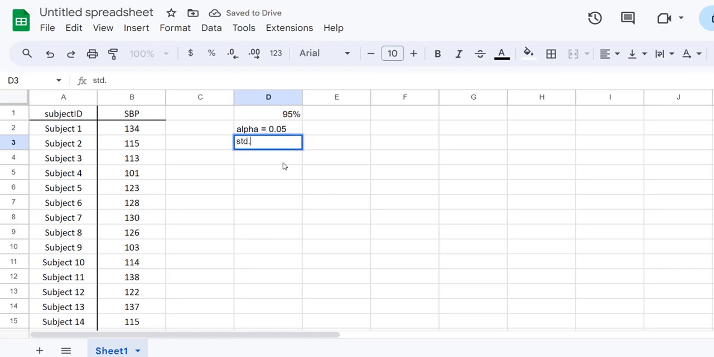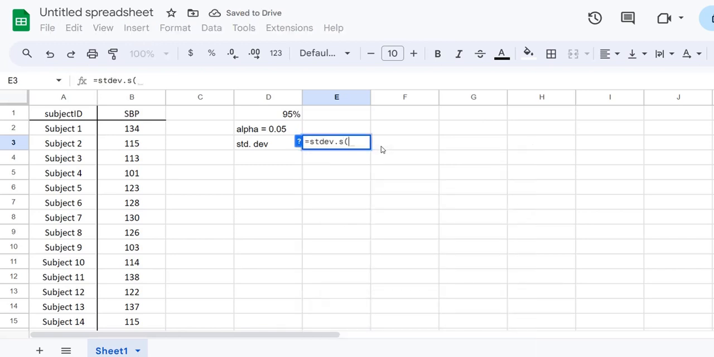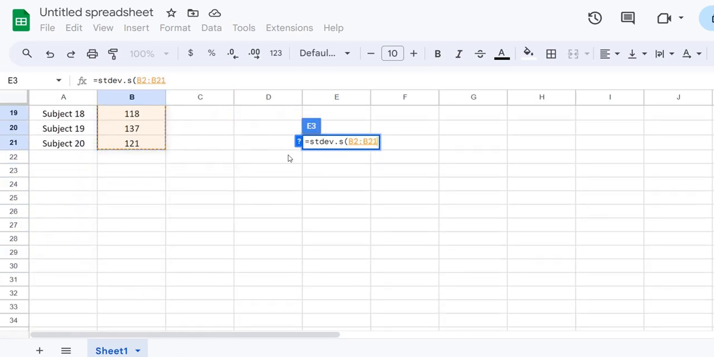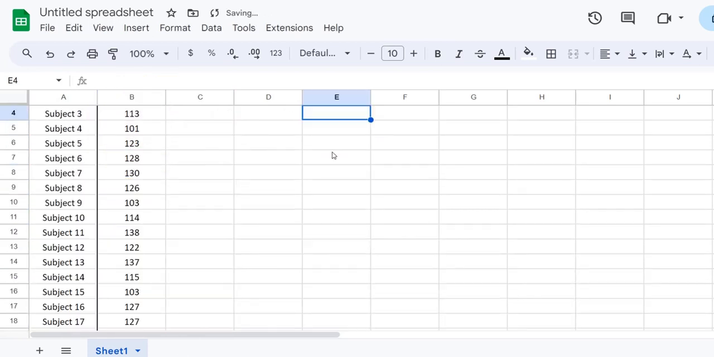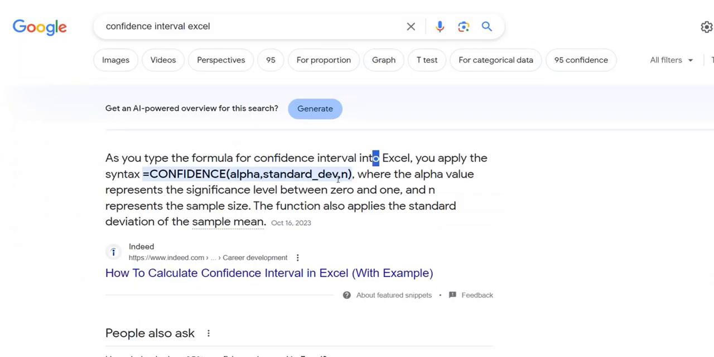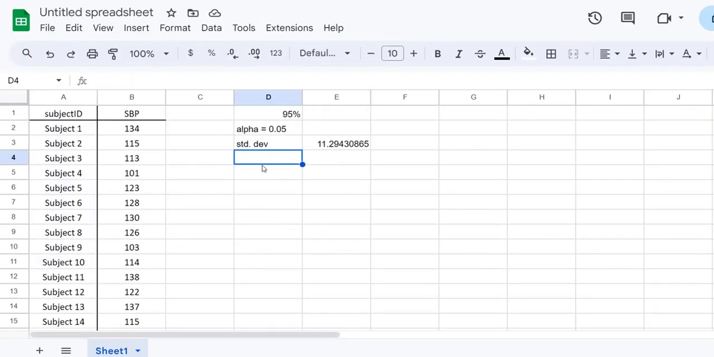So I'm just labeling it, and then over here I'll type in the command like we did before, typing equals stdev.s, open parentheses, click and drag, and then close the parentheses. So there's our standard deviation. And then what else do they want? They want n. N is the sample size. So this one's labeled. There's 20 subjects.